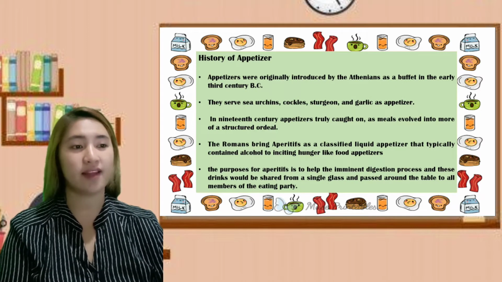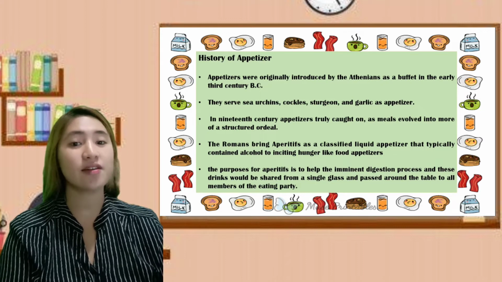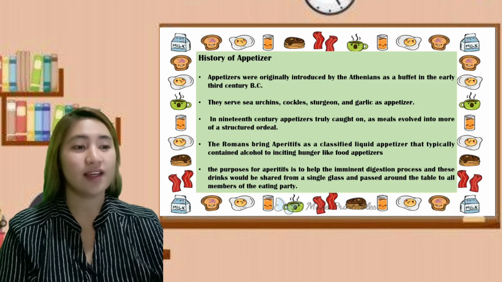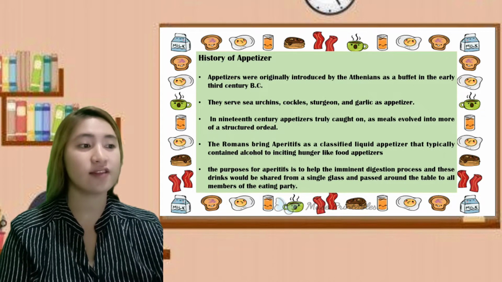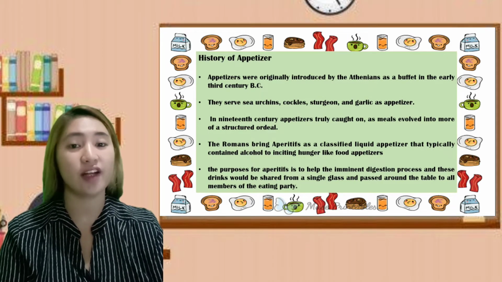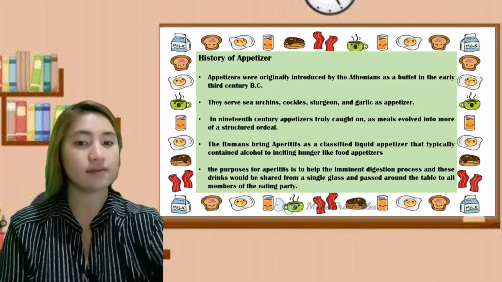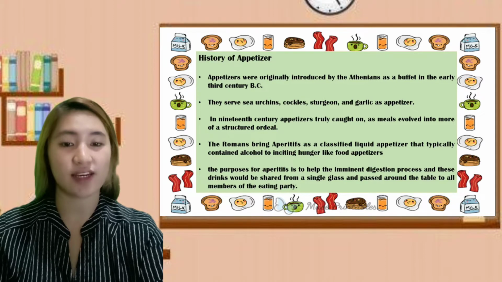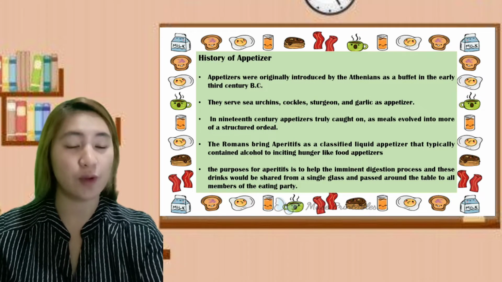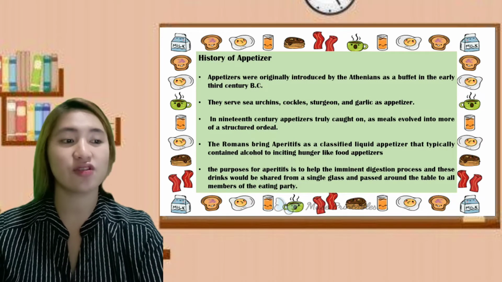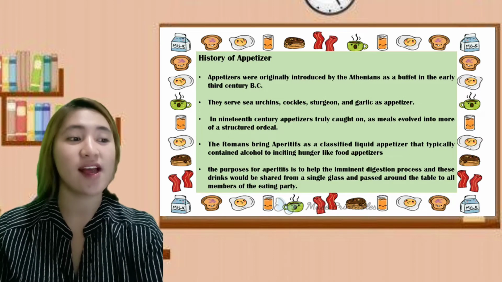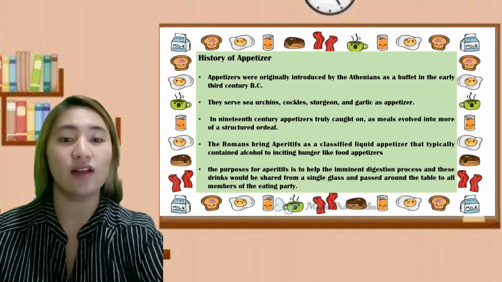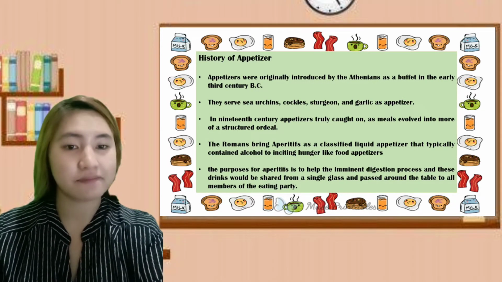So, the history of appetizer. In 3rd century BC, appetizer was originally introduced by the Athenians. They served sea urchins, crackers, sturgeon, and garlic as appetizer or pickled garlic. So, in 19th century, appetizer was modernized by the Romans. And in 19th century, the Romans introduced aperitifs to us, which is a liquid appetizer that typically contained alcohol to boost our metabolism.